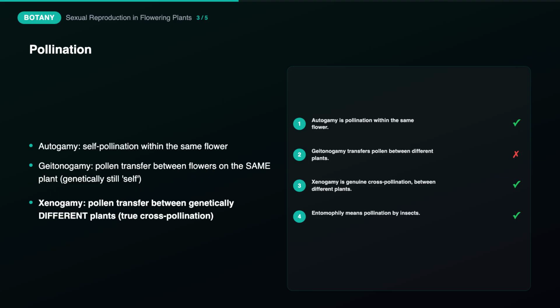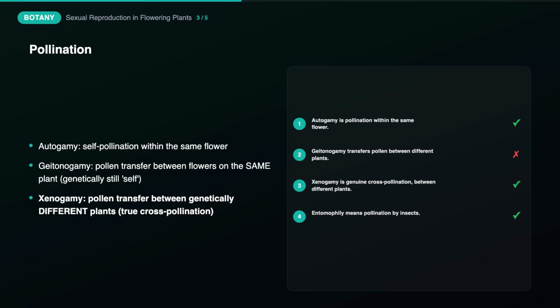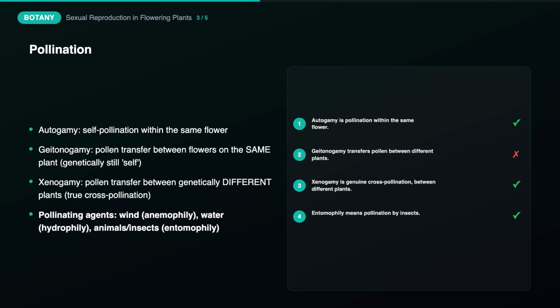Plants have evolved a wide variety of pollinating agents. Many rely on wind, called anemophily, water, called hydrophily, or animals, especially insects, called entomophily, with flowers evolving specific colors, scents, and nectar rewards to attract their particular pollinators. Many plants have also evolved mechanisms specifically to prevent self-pollination and promote cross-pollination, since cross-pollination generally produces more genetically diverse, and often more vigorous, offspring.